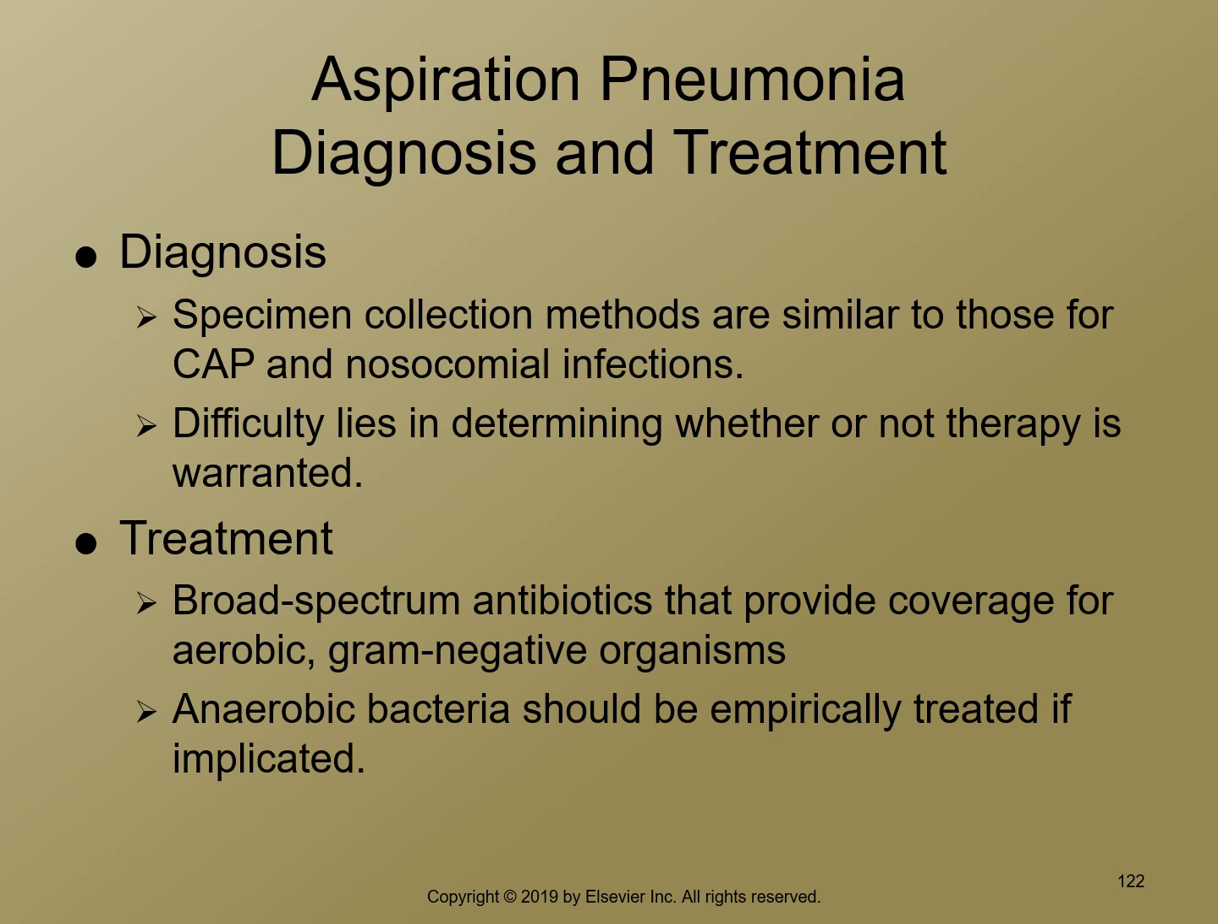Obtaining specimens for diagnosis of causative agents of aspiration pneumonia is similar to the methods described for community-acquired and nosocomial pneumonia. So the major difficulty with differential diagnosis is distinguishing aspiration pneumonitis, which is a non-infectious process that does not warrant therapy, from aspiration pneumonia. Treatment options include broad-spectrum antibiotics that provide coverage for aerobic and gram-negative organisms. Anaerobic bacteria should also be empirically treated if implicated.